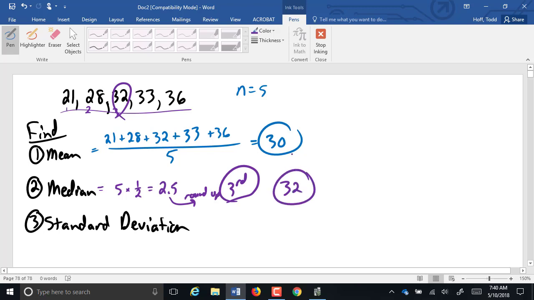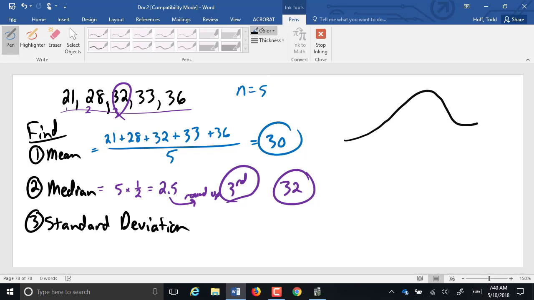Relatively close to our mean. What does that tell us about the skew here, by the way? If the mean is smaller than the median, probably skewed left. Median would be somewhere in here, mean somewhere over here. If the mean is to the left of the median, it's skewed left. If the mean is to the right of the median, it's skewed right.